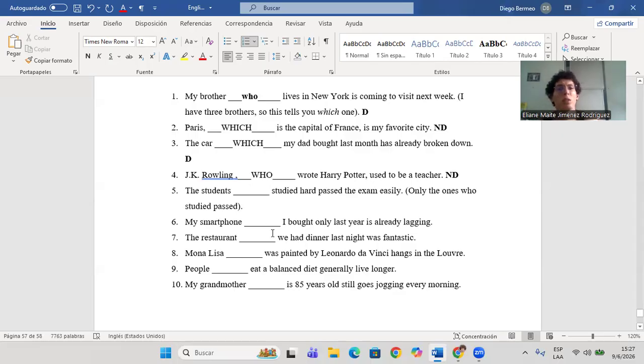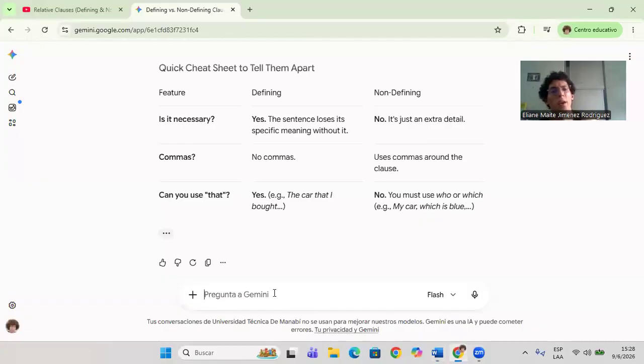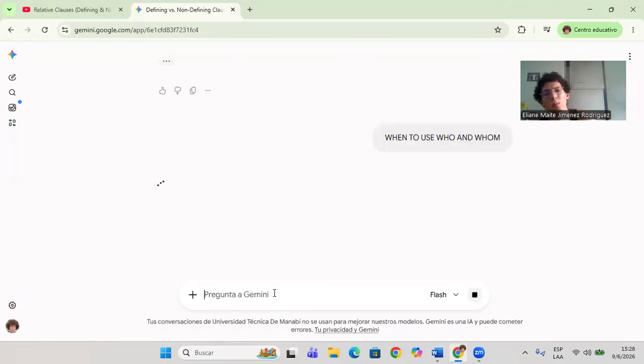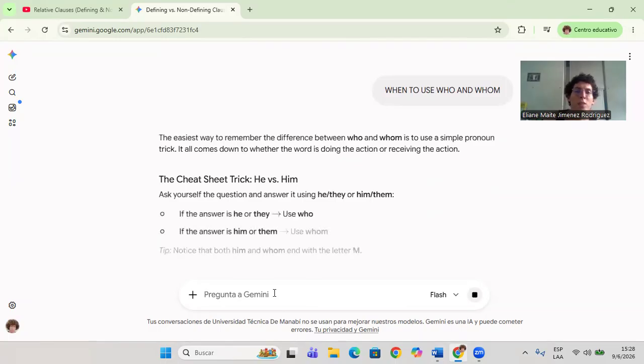The students who studied hard passed the exam easily. Only the ones who studied pass. Students who... I'm going to make an extra question to AI. It is when to use who and whom. Because the only difference is that it has an N in the spelling as well.